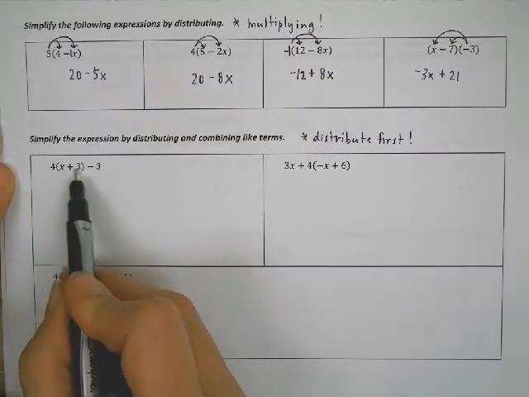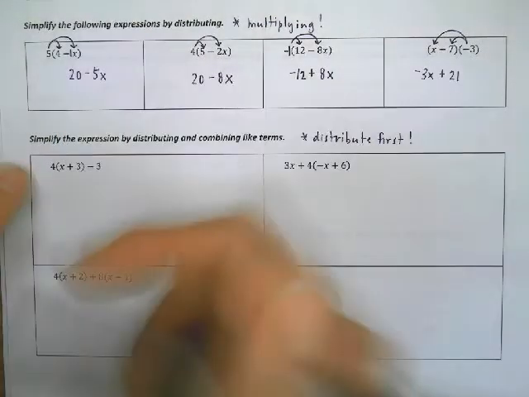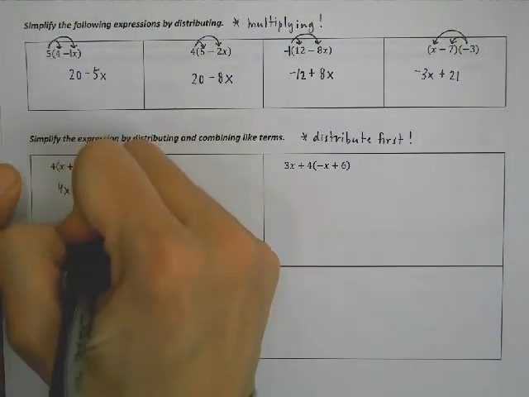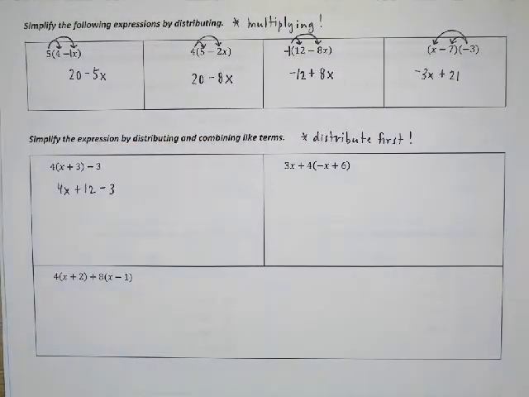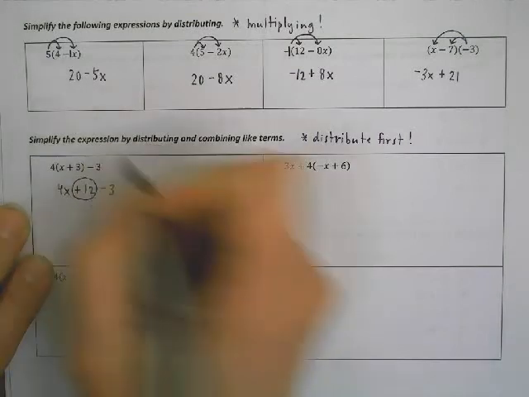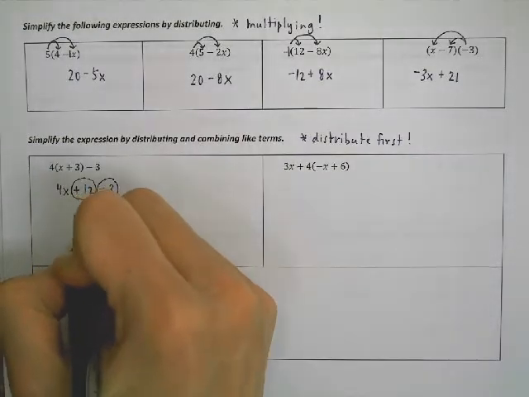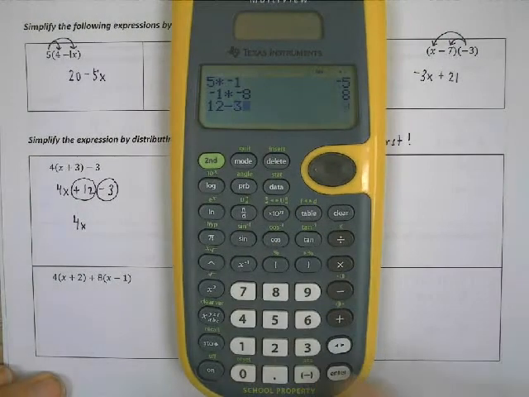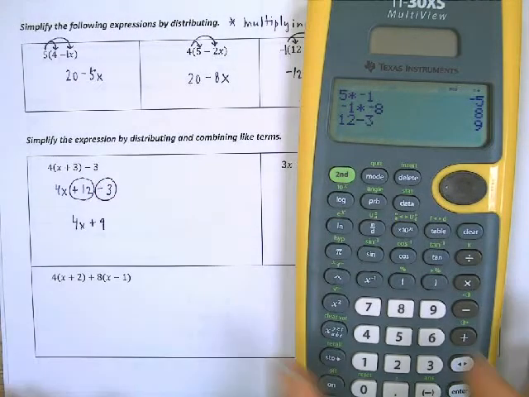So I'm going to do 4 times x gives me 4x. 4 times 3 is going to give me a positive 12. And then I'm going to bring down my minus 3. So we've done the distributing. Now we just need to combine our like terms, which are these two constant terms here. So I have a positive 12 and this minus 3. So my 4x comes down. It's kind of my loner. And I have 12 minus 3. Again, here's where we need to be careful with signs. 12 minus 3 gives me a positive 9. So I know I'm going to have a plus 9.